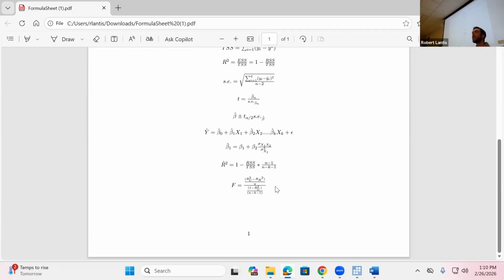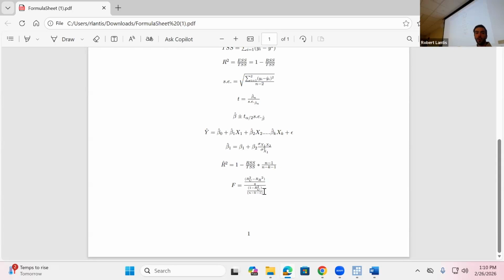Q is going to be the number of restrictions or the number of variables that we left out or are doing this joint hypothesis testing for. So in our example, Q was 2. I could give you an example on the exam where I ask you to test the joint significance of 3 variables, in which case your Q would be 3.